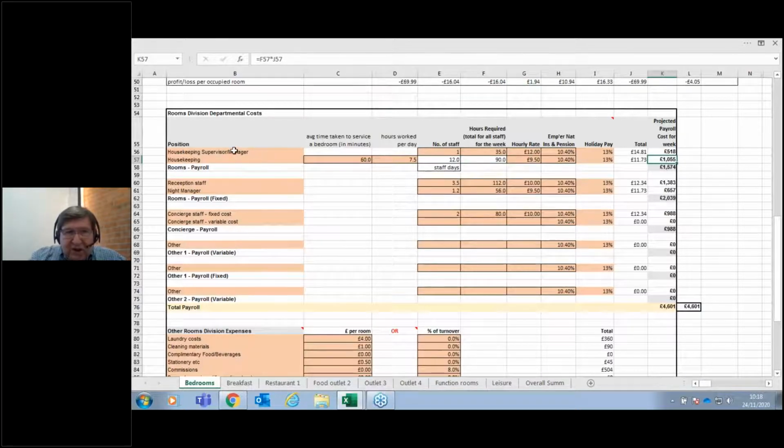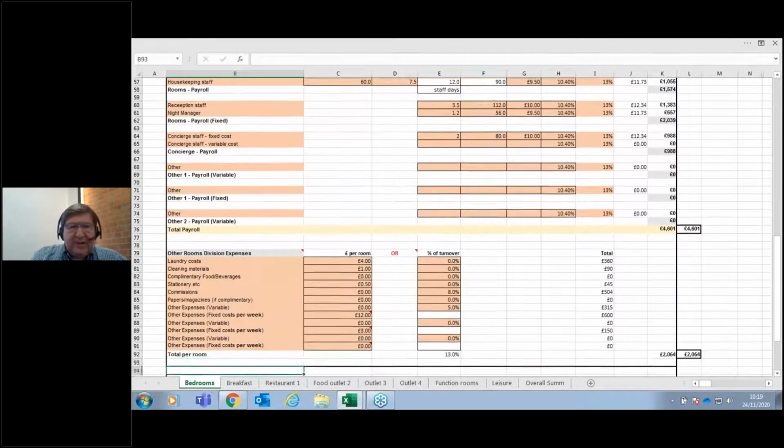So you can change these, you can type over these. Where it's a pink cell, you can enter, you can change the names. So, you know, you could call that maids, for example, if that's the way you want to categorize it. So anything that's in a pink box, you can actually edit. Front desk, concierge staff, if you have it.